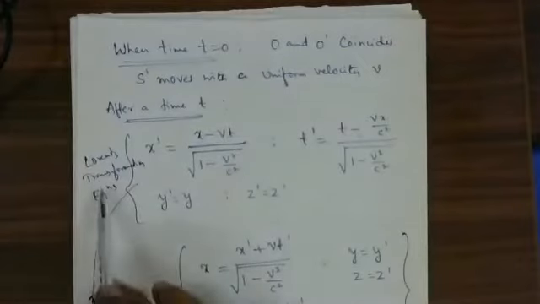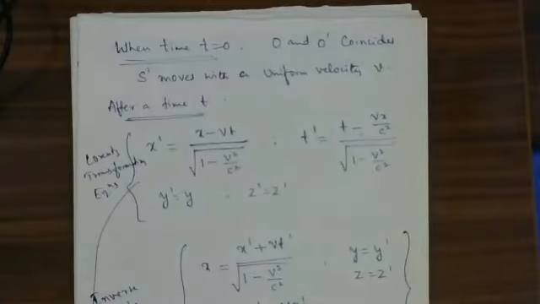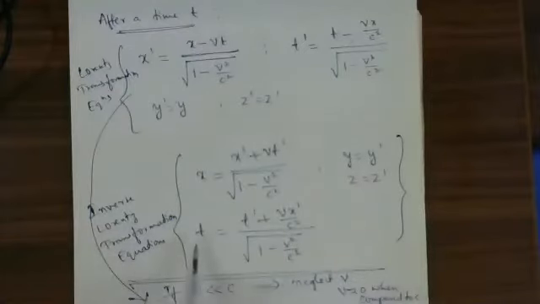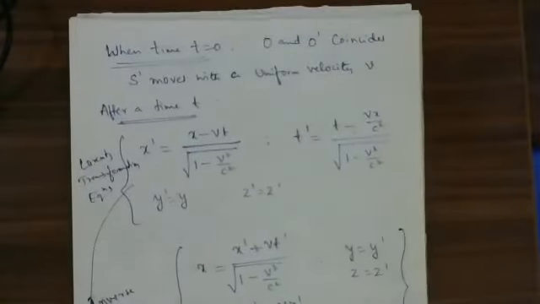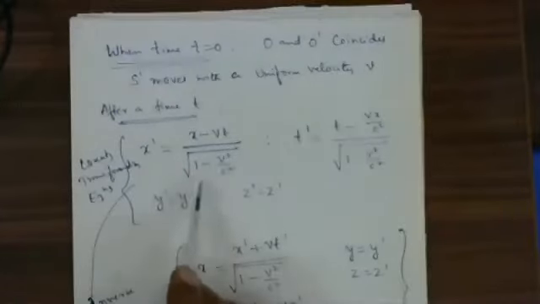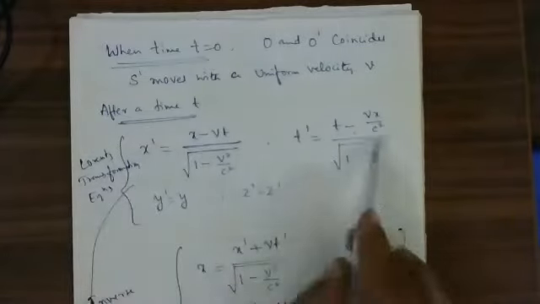This is the Lorentz transformation equation. Maybe for tomorrow's class I will require the inverse Lorentz transformation equations, but today I will make use of the Lorentz transformation equations. Today I require this: x dash is equal to x minus vt divided by square root of 1 minus v square by c square. t dash is equal to t minus vx by c square, whole divided by root of 1 minus v square by c square. y dash is equal to y, z dash is equal to z. All these ideas we have already discussed, and I will use these concepts.